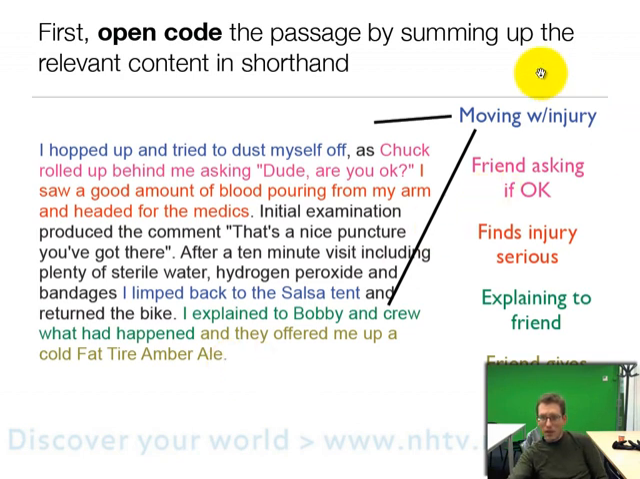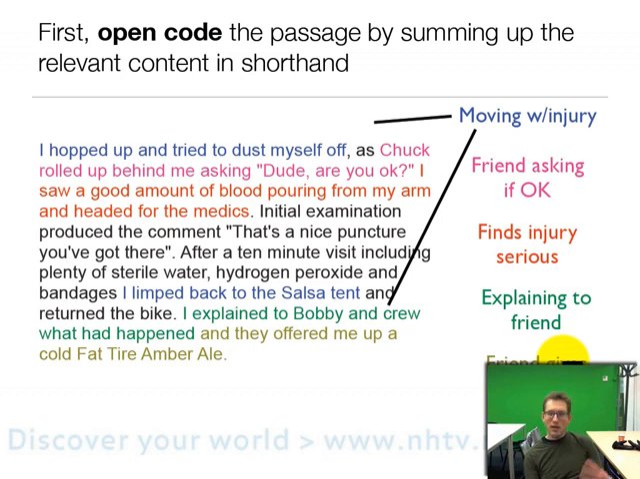So now that we have this nice list of short, meaningful text, we can do some interpretation. Specifically, we can look for patterns, ideas that seem to be important to this guy. I saw two patterns here. For one, I found that this tourist seemed to rather enjoy dealing with his injury. You know, he's sort of bragging about finding the injury serious. He's bragging about moving with this injury. He's a little bit proud. And then a number of interactions with his friends, like his friend asking if he's okay, explaining to a friend, giving him the beer. So these interactions with friends also seemed important to him.